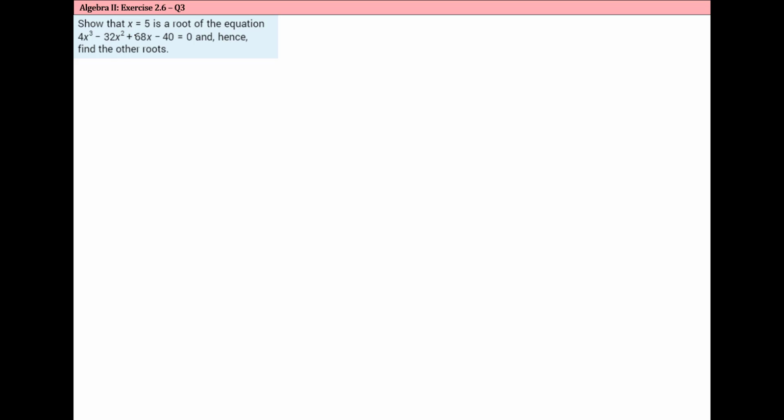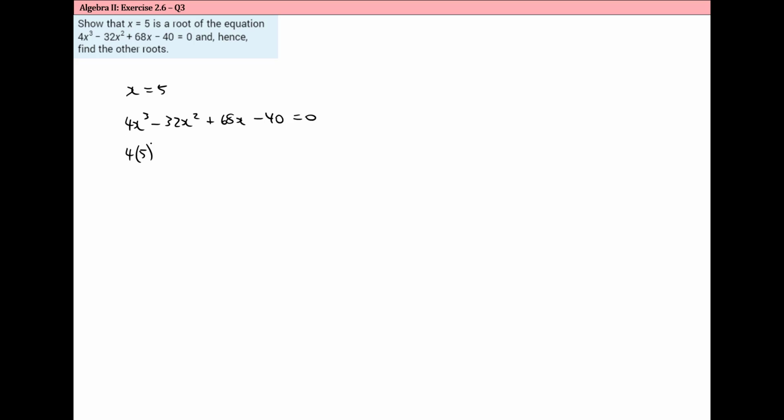So we're asked to show that x equals 5 is a root of this cubic equation, 4x cubed minus 32x squared plus 68x minus 40 equals 0. So to show that it's a root, we just have to sub x equals 5 into the equation.